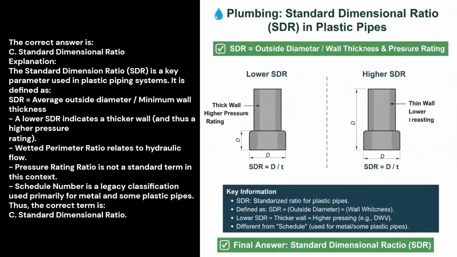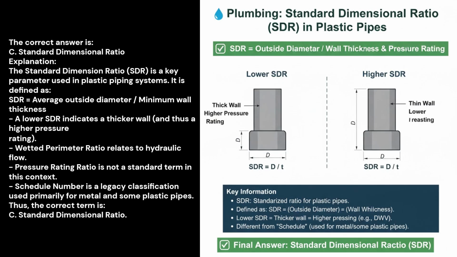Standard dimensional ratio. Explanation. The standard dimension ratio, SDR, is a key parameter used in plastic piping systems. It is defined as SDR equals average outside diameter over minimum wall thickness. A lower SDR indicates a thicker wall, and thus a higher pressure rating. A higher SDR indicates a thinner wall, suitable for lower pressure or gravity flow applications like DWV systems. This ratio is standardized and helps engineers and plumbers select the appropriate pipe for specific pressure and application requirements.